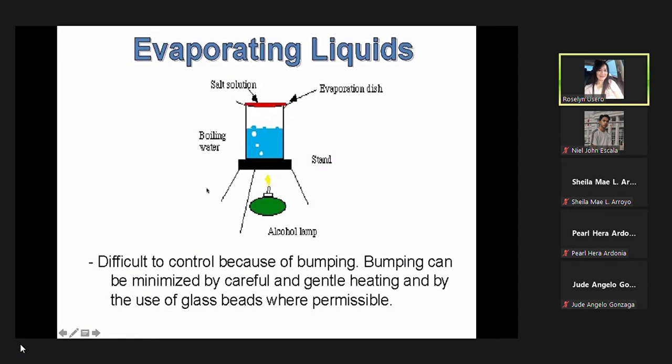Okay, next, we are still in evaporating liquids. It is difficult to control the setup because of bumping. It can be minimized by careful and gentle heating and by the use of glass beads, where permissible. So, not anymore the alcohol lamp for the whole class, right? There are hot plates now.